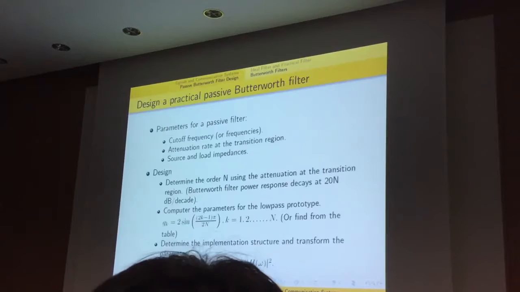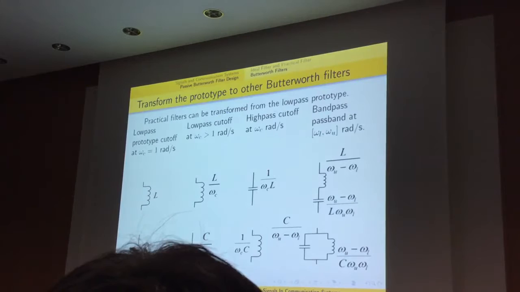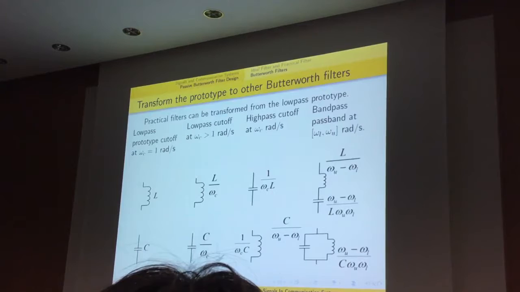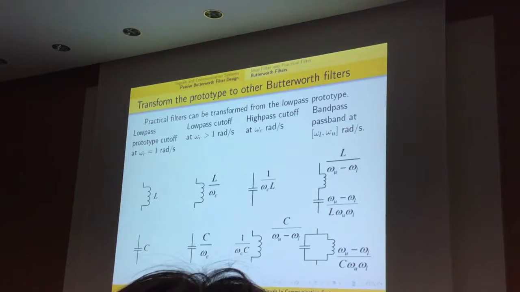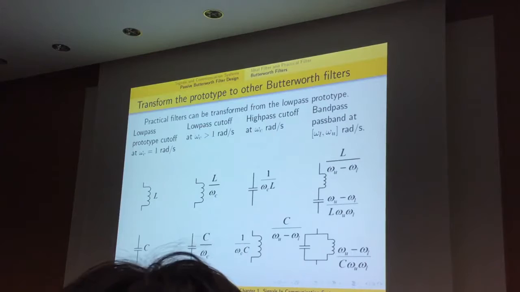There's one thing I want to highlight here. Just now we were talking about designing a low pass filter. Then how about if we want to design a practical filter which is a high pass? What do we need to do? How to start? We're still starting from a low pass prototype. With the given parameters, we can figure out the order n. Then we can figure out G1 all the way to Gn, which means we can find the corresponding low pass prototype. Then we transform the parameters.